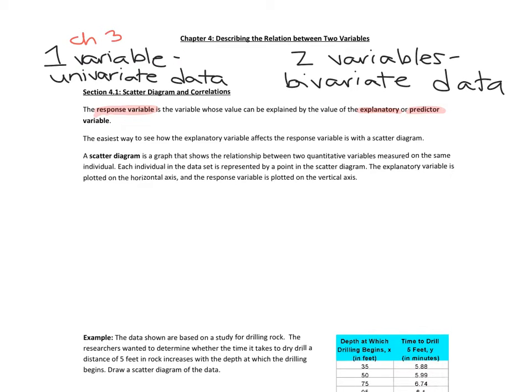And the easiest way to see how an explanatory variable affects the response variable is with a scatter diagram. So we're going to look at a visual display of the data. All right, so the definition of a scatter diagram: it's a graph that shows the relationship between two quantitative variables, still working with quantitative, measured on the same individual. Each individual in the data set is represented by a point in the scatter diagram. The explanatory variable is the horizontal axis and the response variable is the vertical axis.